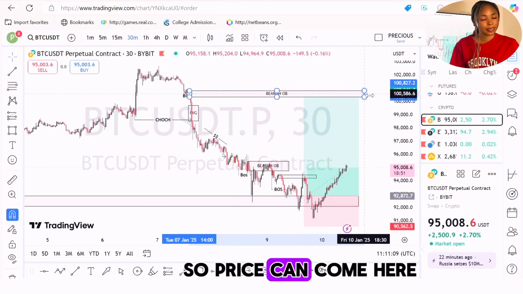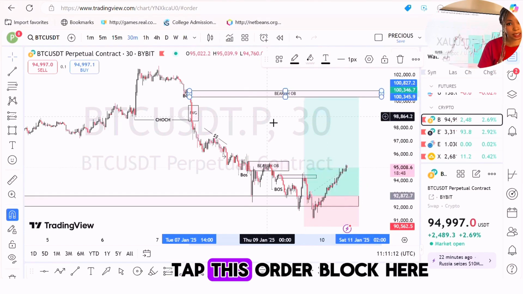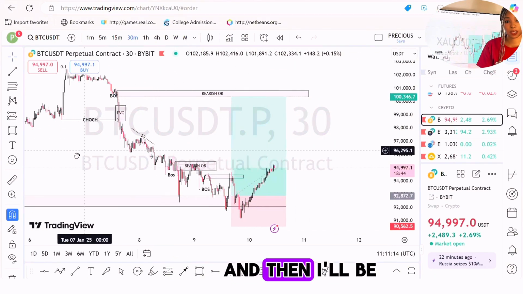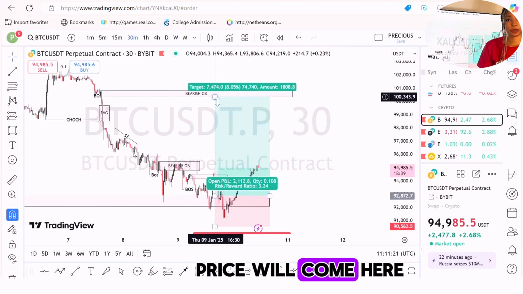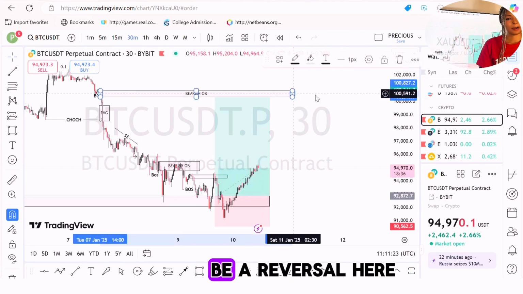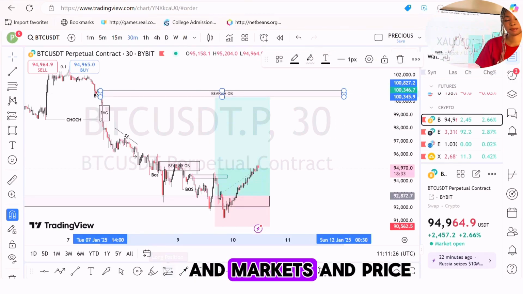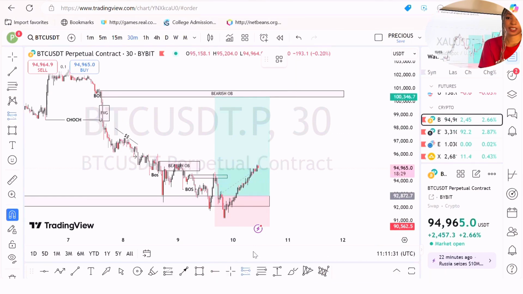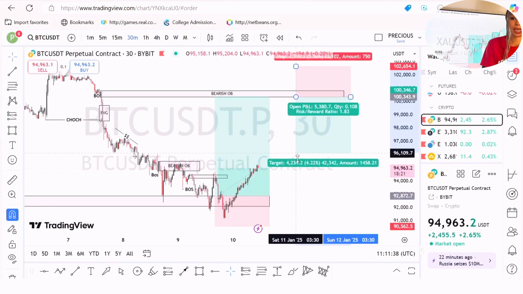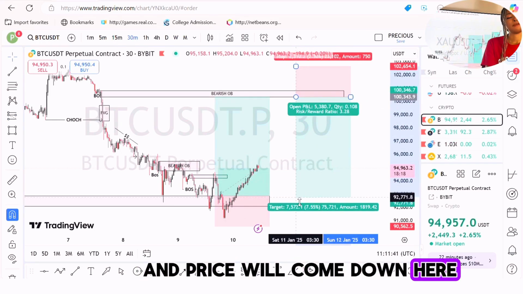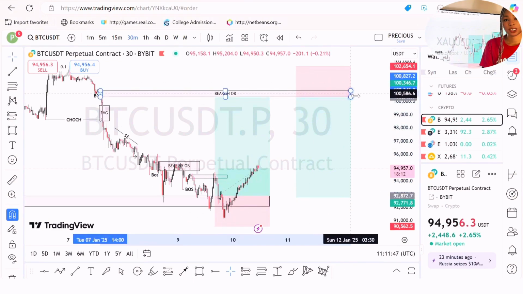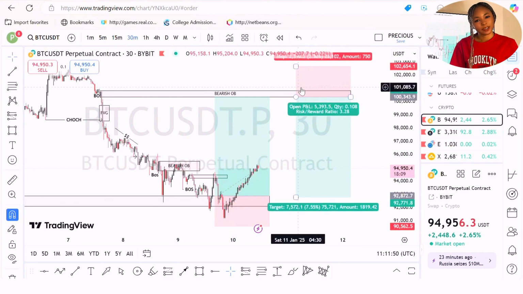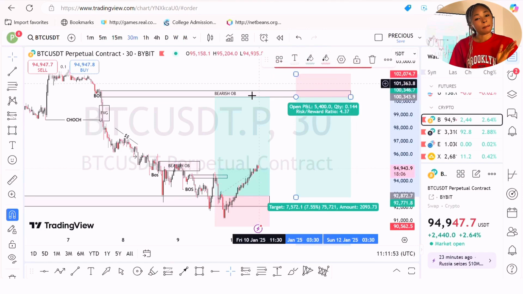So price can come here, tap this order block here, and then I'll be expecting a reversal. Because if market respects this structure here, price will come here, tap this order block, and then there will be a reversal here, and price will come down. Excuse me. I'll take my short positioning tool and sell from this level. And price will come down here. I am placing my TP here where price tapped my order block, and then adjusting my rectangle as well as my stop loss so we can have a neat chart.